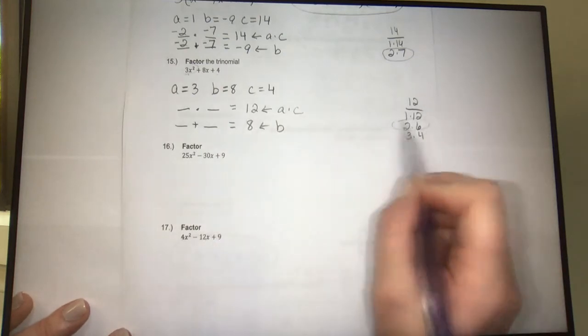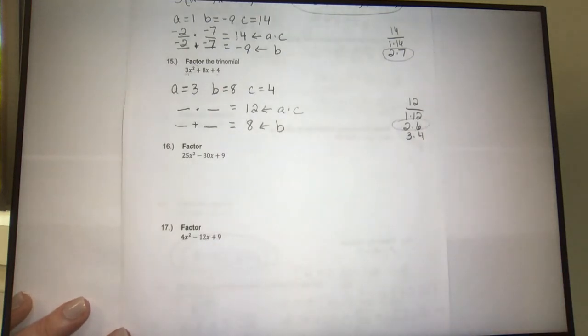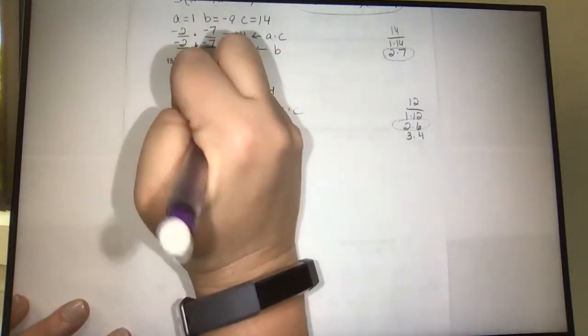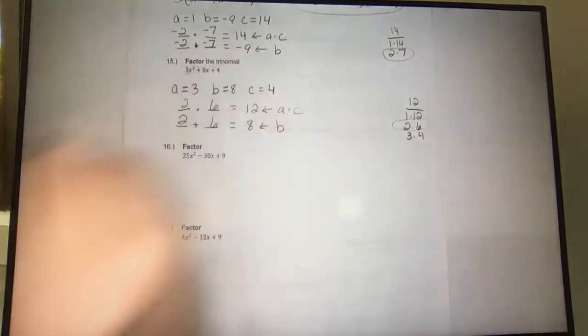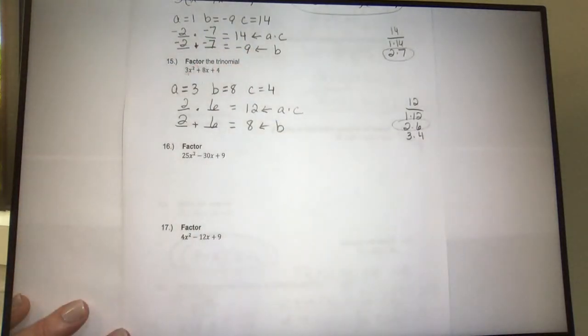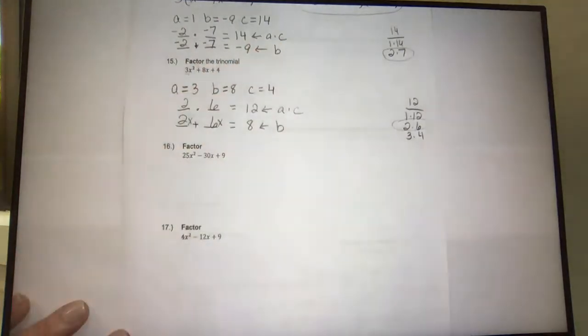It is totally 2 and 6. Good, Samia. So 2 and 6, they multiply to give you 12. They add to give you 8. It's 2 and 6, or 6 and 2, whatever you like. Okay, this was not a monic, so I have to put the letters in the back.